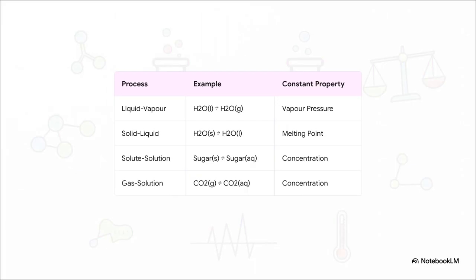Here's a fantastic summary table contrasting the different traits of physical equilibria. You'll definitely want to screenshot this for your exam review. Notice how each physical process has a measurable constant property at equilibrium at a given temperature. For liquid vapor, it's vapor pressure. For solid liquid, it's the melting point. And for dissolution, it's concentration.